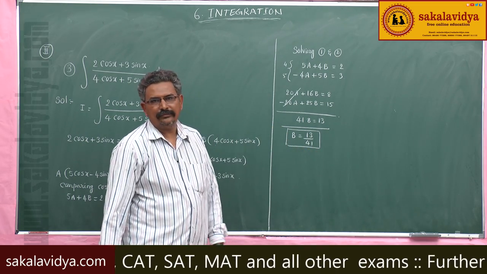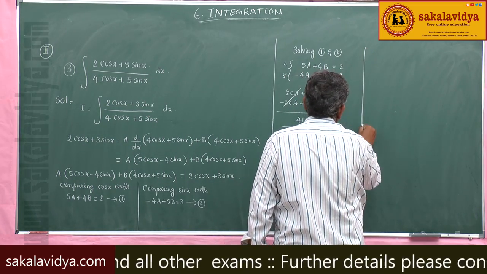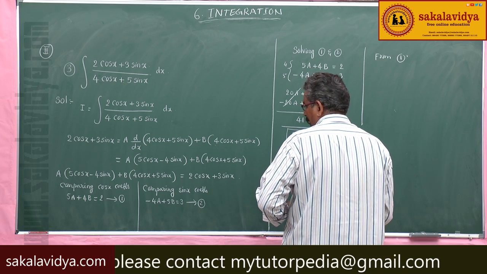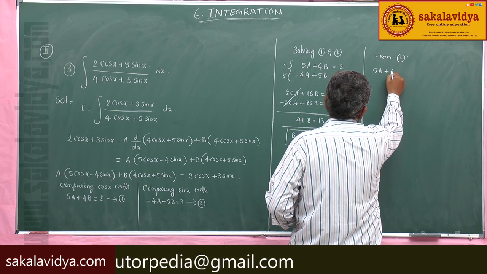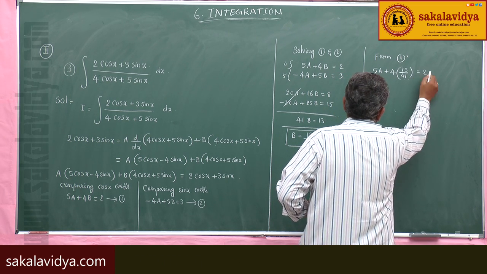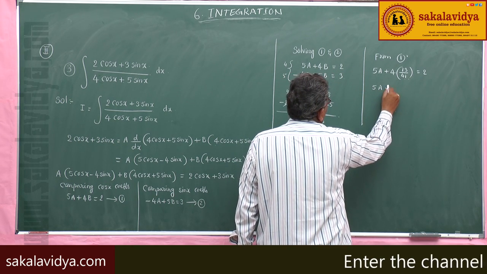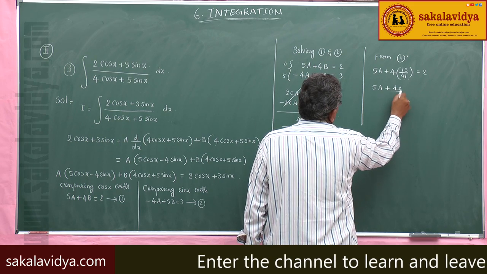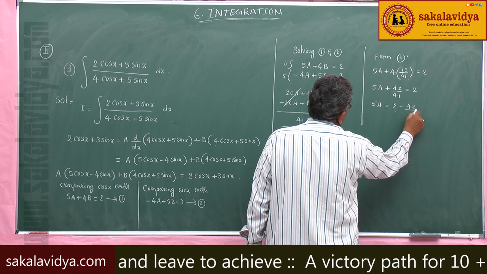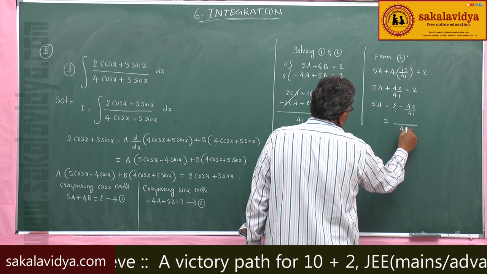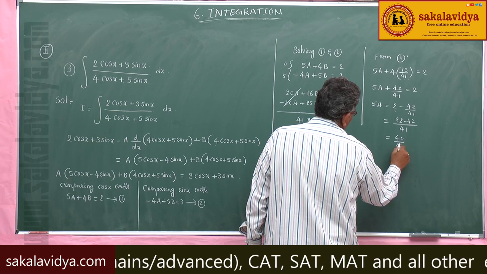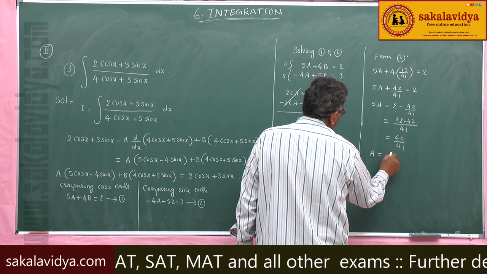Now we know the b value. From 1, 5a plus 4 times b, b is 13 by 41, equal to 2. Now 5a plus 52 by 41 equal to 2. 5a equal to 2 minus 52 by 41, that is 82 minus 52, 30 by 41. Now a equals 6 by 41.